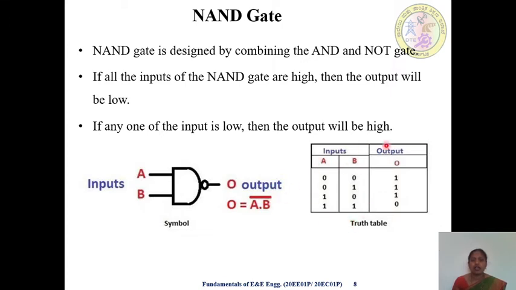So this is the truth table of NAND gate. The inputs are A and B, and the output is O. When both the inputs are 1, then the output is 0. Otherwise it will be 1. Now observe this table. When both the inputs are 1, the output will be 0. Otherwise it will be 1. If any one of the inputs is 0, then the output will be 1. So this is the function of NAND gate.